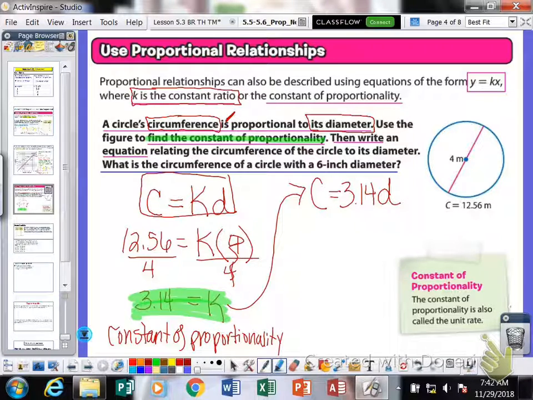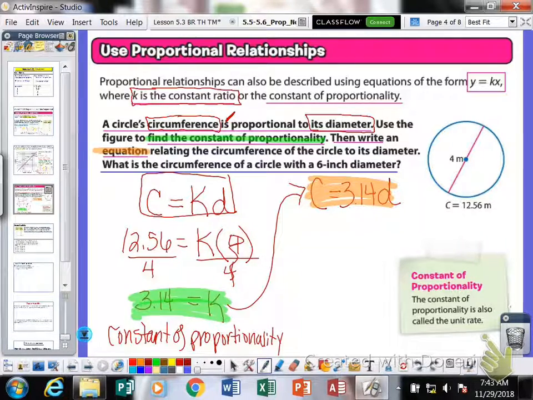So number 1 is done. Now number 2 is done. I'll use orange. So orange, it says, then write an equation. So see how I'm stepping this together here. So 1 part, 2 parts. Now, the last part says, what is the circumference of a circle with a 6-inch diameter?